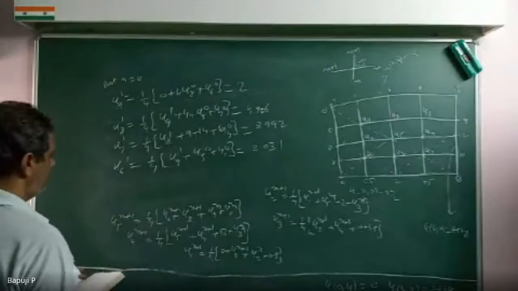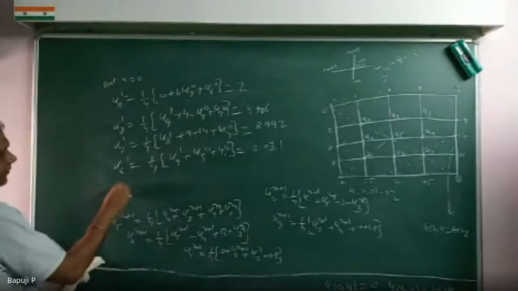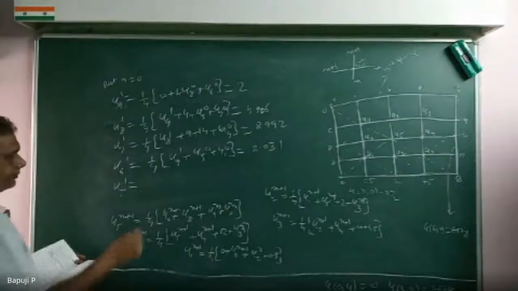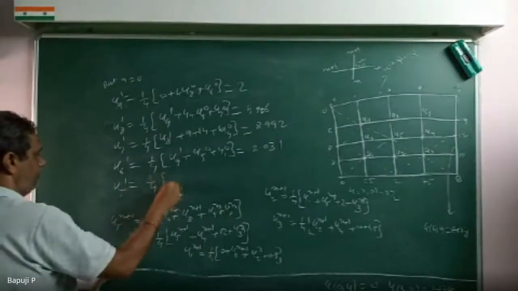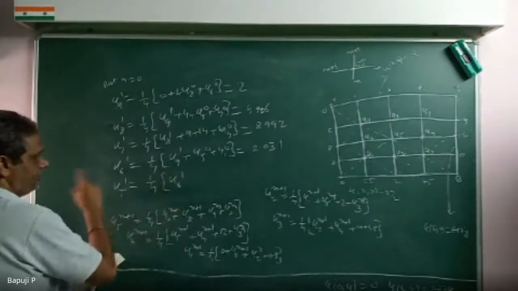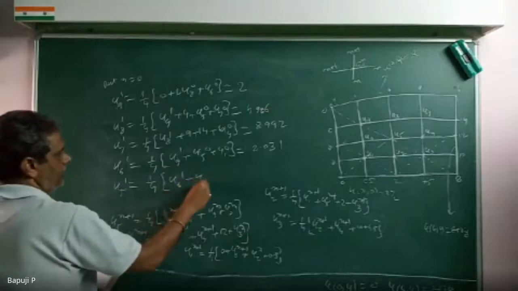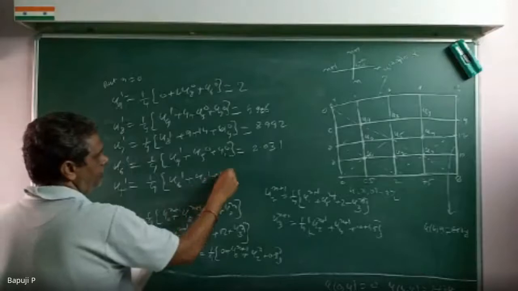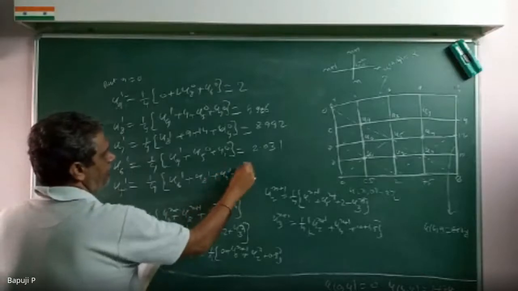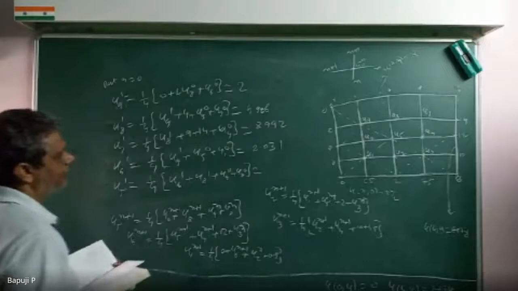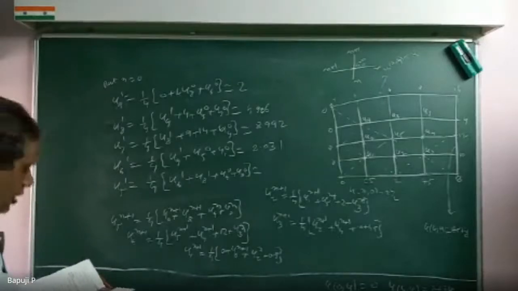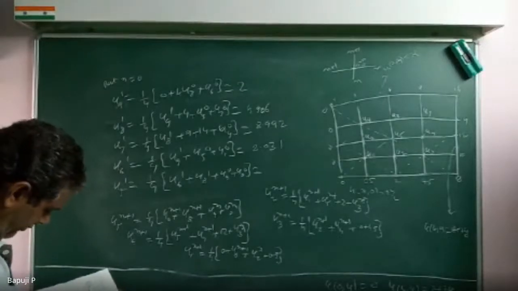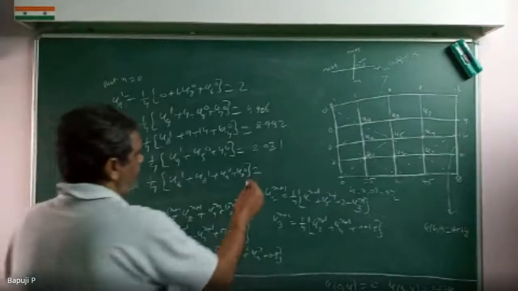Again, if you put n is equal to 1, what? U51 is 1 by 4. U61, this value. Then U81, this value. Plus U40, U20 available. Standard 5-point formula, diagonal point, using U40, U20. If you substitute, you will get U51 is equal to what? 4.671.